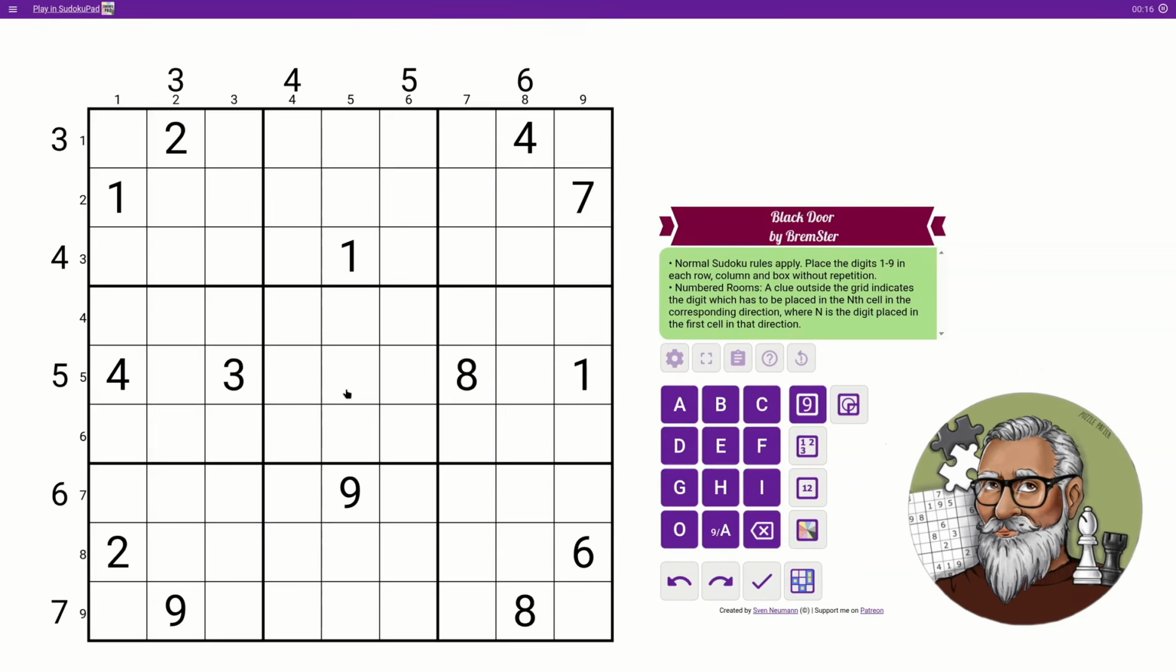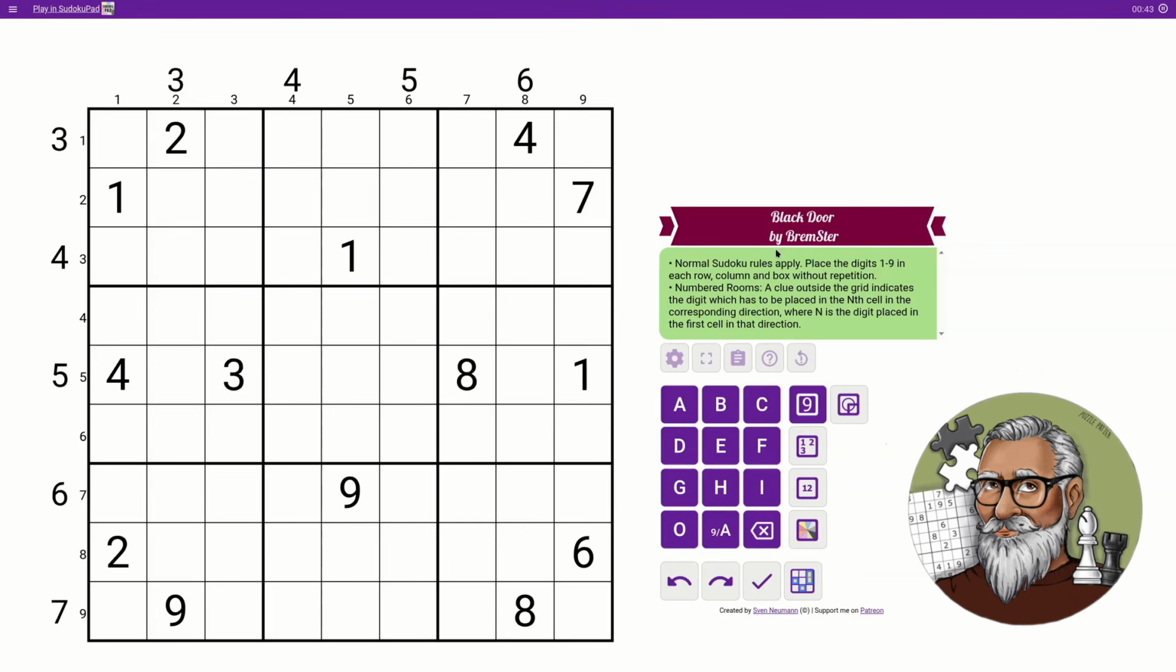Today I'm going to be trying my hand at Black Door by BremSter. If you'd like to give it a go, there will be a link in the description. If you do, please let me know how you fared and what you thought of it. Right, this is continuing the Sudokétudes series 9. So if you'd like to start at the beginning, you can find the first video and start from there.